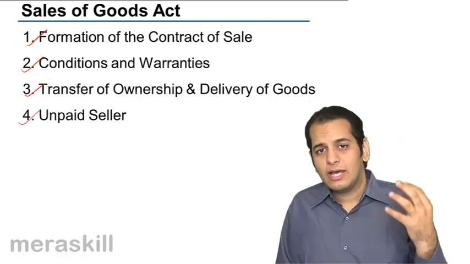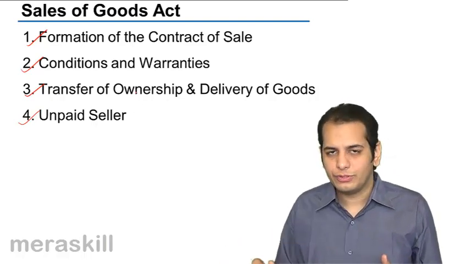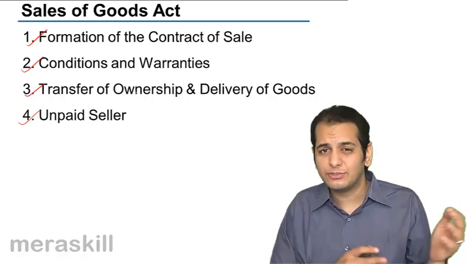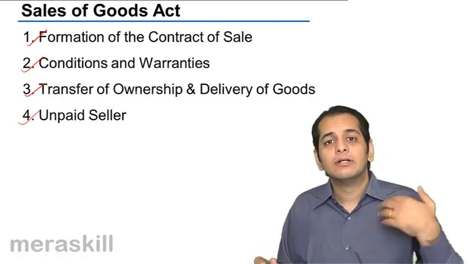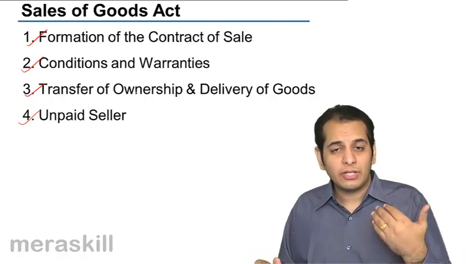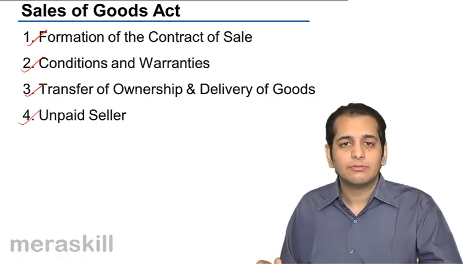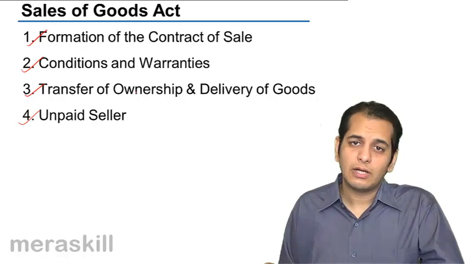So, this act has been divided into 4 units. The first unit, formation of contract of sale. Second unit, conditions and warranties. Third unit, transfer of ownership, transfer of risk, delivery of goods. And finally, the fourth unit relates to the unpaid seller.